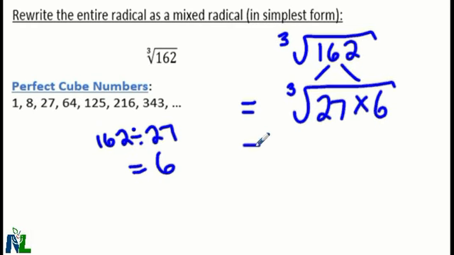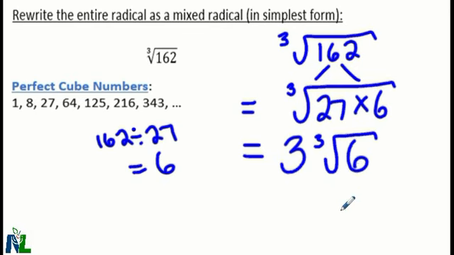Now, from my knowledge of cube roots, I know that the cube root of 27 is 3. If you needed to use your calculator to figure that out, that's fine. Use the cube root button on your calculator. And my leftover number right here is the number 6. So I've rewritten the cube root of 162 as 3 cube root 6.